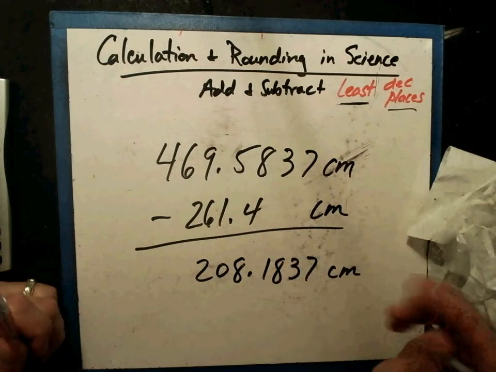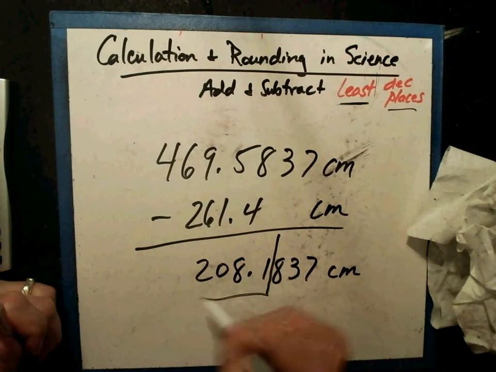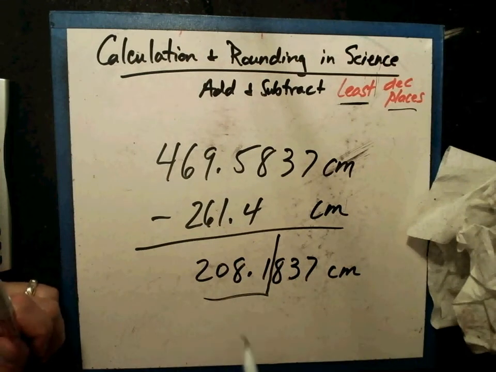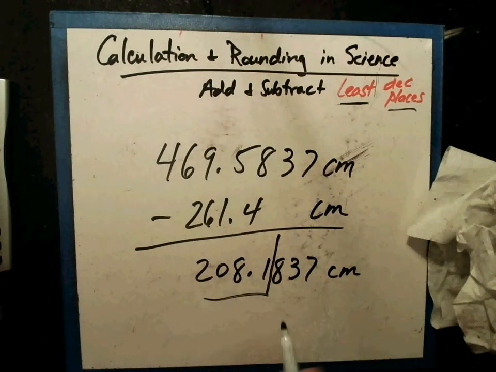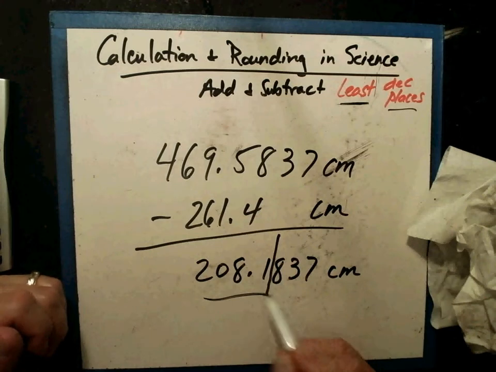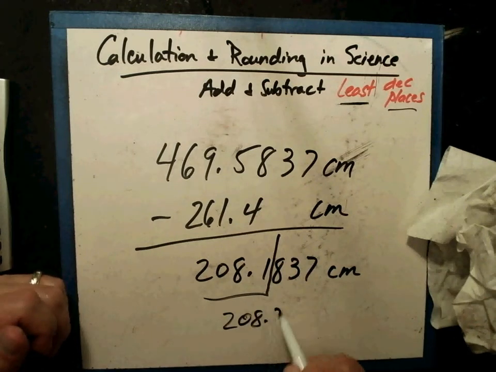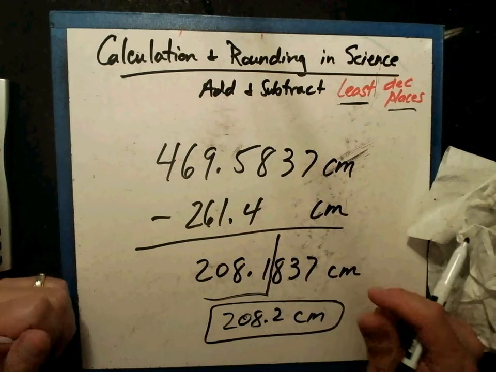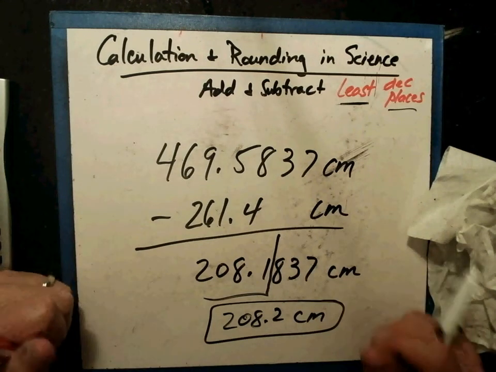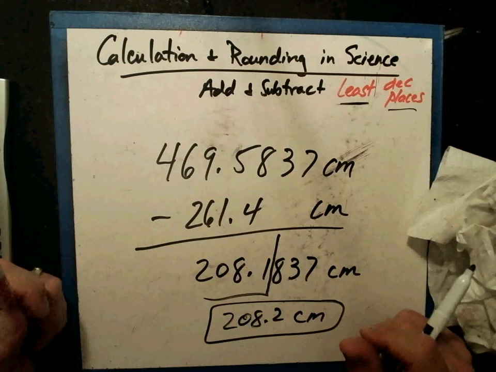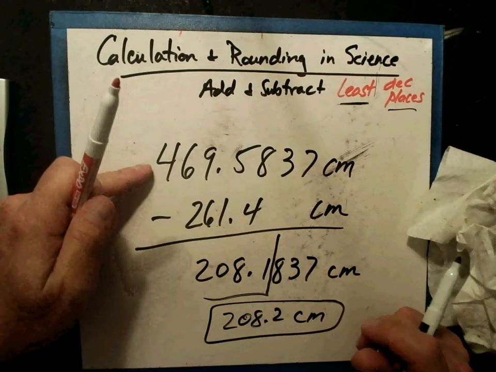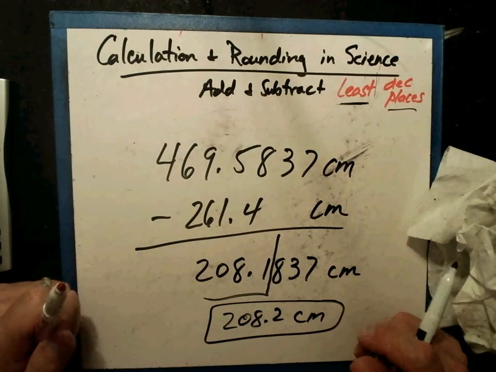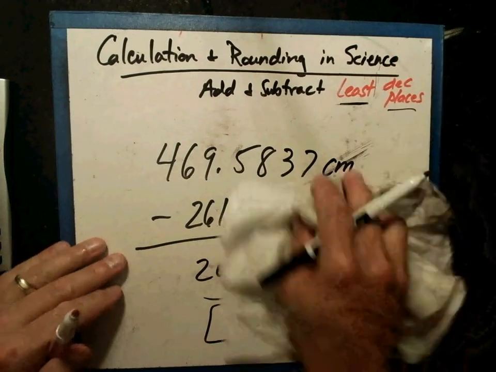Least places after the decimal. 1, 2, 3, 4. 1. So I have to stop right there. 208. What happens? 208, does that 8 make it round? Yep. 208.2 centimeters is the best answer for that question with the numbers that are given. It is very, very simple to do. Okay? You take the numbers that you're given, put them in your calculator, and you solve.